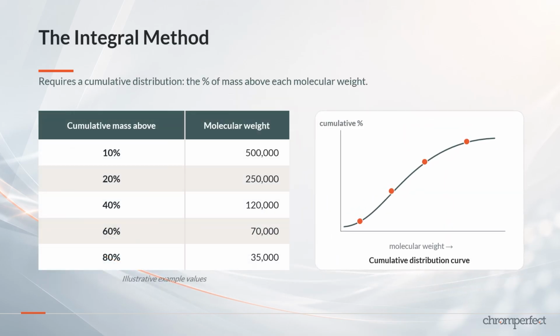The integral method. The first broad standard method is called the integral method because it uses the integrated elution profile. This method requires a molecular weight distribution table for the standard polymer. The table relates cumulative distribution percentage to molecular weight. For example, it may state that 10% of the polymer mass lies above a molecular weight of 500,000, 20% lies above 250,000, and so forth.